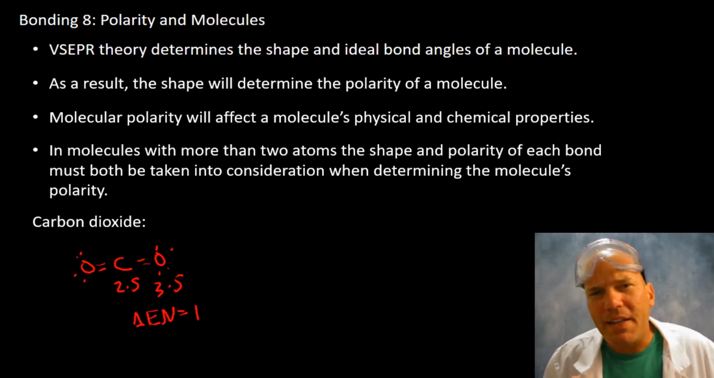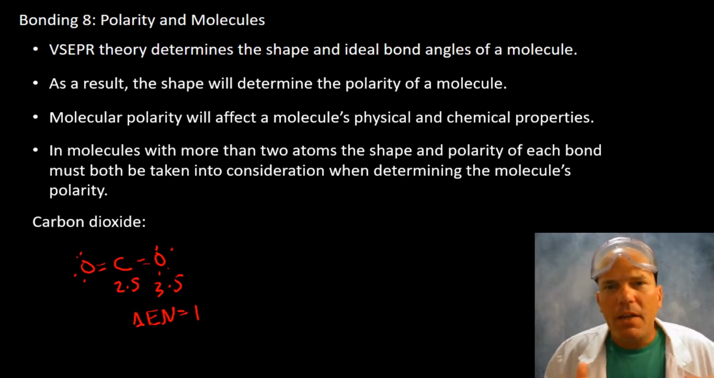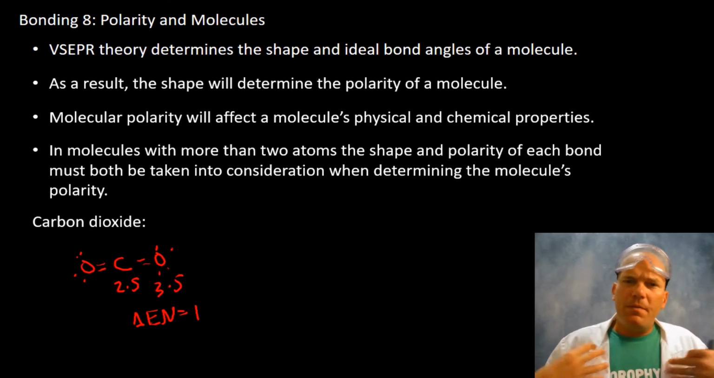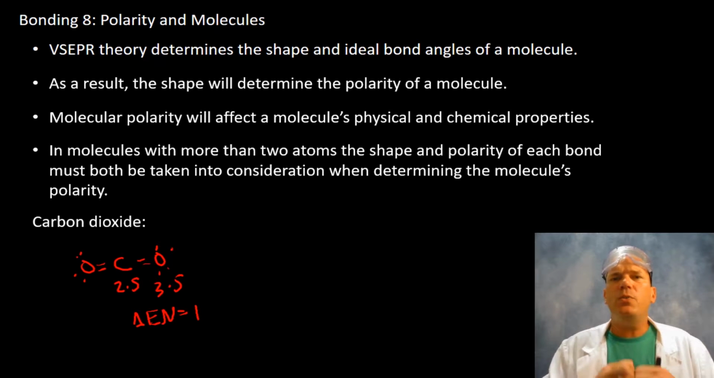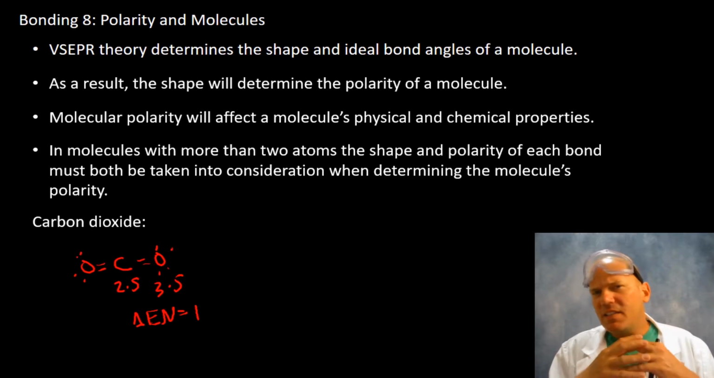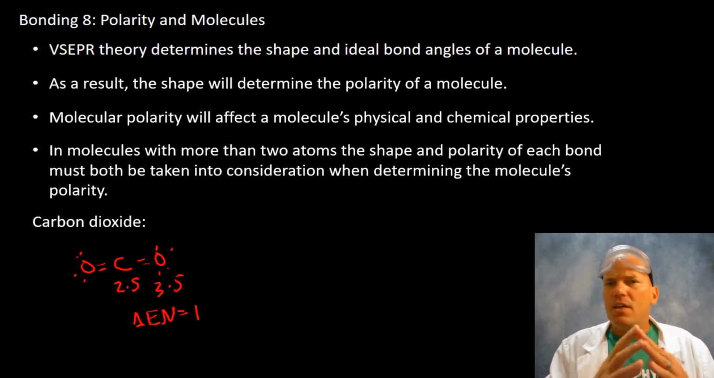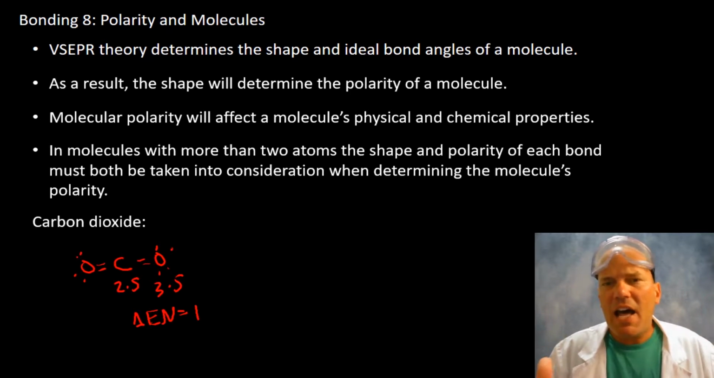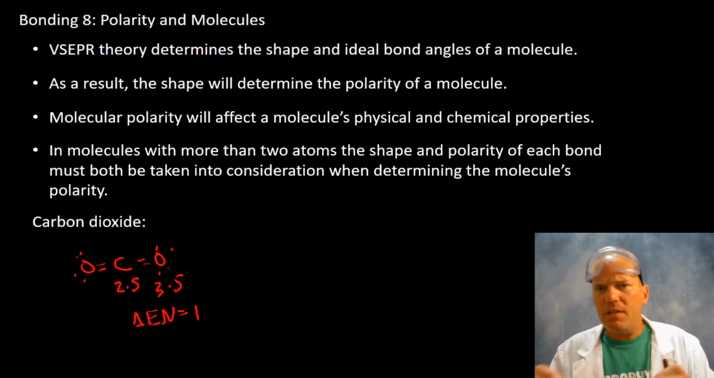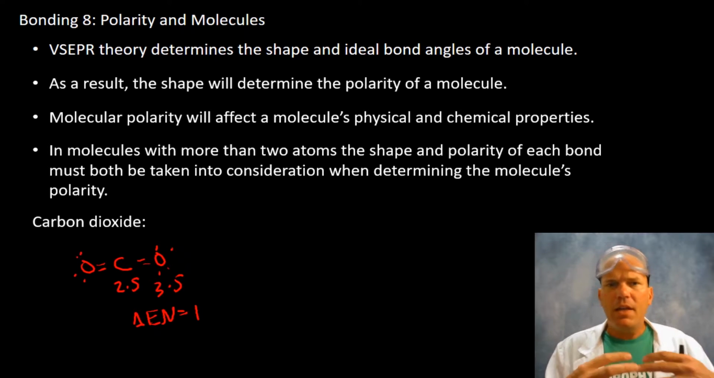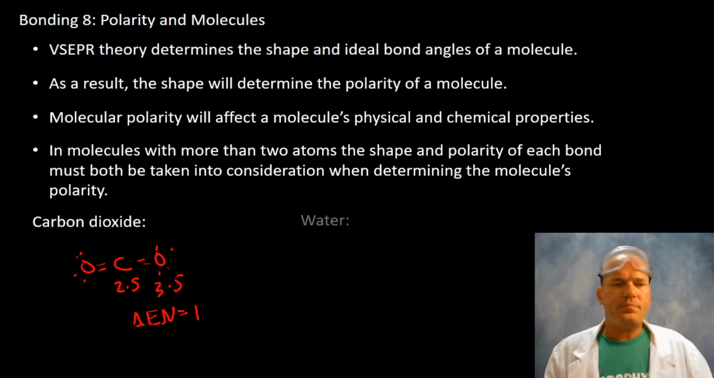Well, who's going to win? Nobody, because we're both 3.5. So in this case here, the polarities are going to cancel out. It's going to cancel, resulting in no overall dipole forming, and a molecule that is non-polar covalent overall. Even though its individual bonds are polar covalent, the molecule is non-polar covalent.